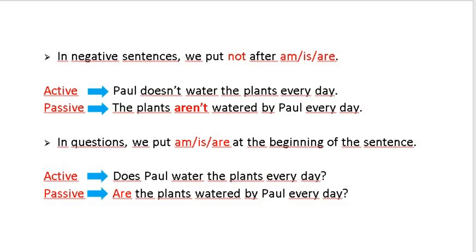In negative sentences, we put not after am, is, are. Let's look at the active sentence. Paul doesn't water the plants every day. So the person who does the action is very clear in this sentence. Who doesn't water the plants? Paul doesn't water the plants. So Paul is our subject. As the subject is clear in this sentence, it's an active sentence.